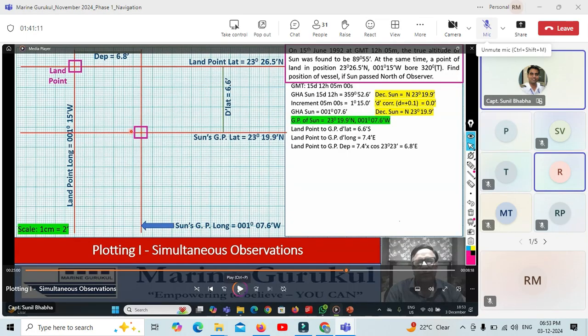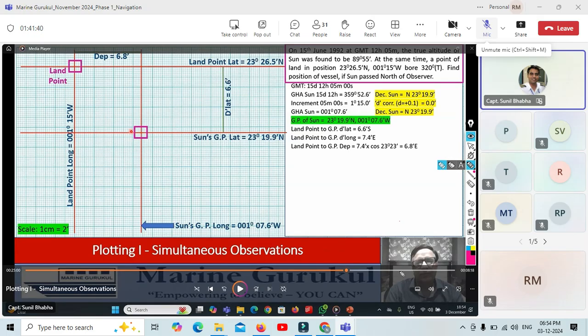So any doubts up to here, beta? Sir, I don't understand. Can you repeat again this after this DLAT? Okay. Tell me, beta, what is not clear in your mind? Sir, we have plotted first the land position, then we have plotted the GP position, right? Yes, right. That's right.